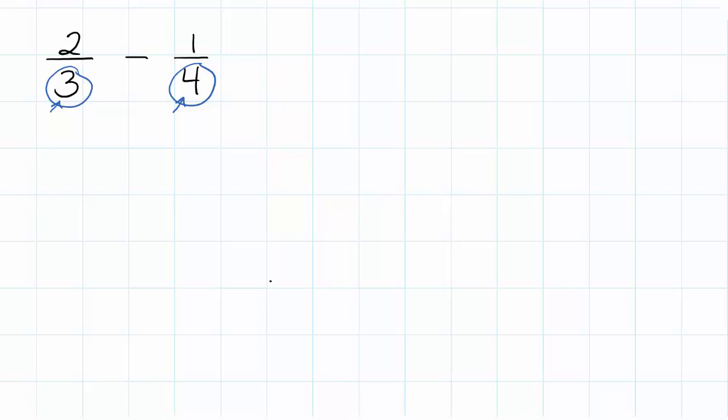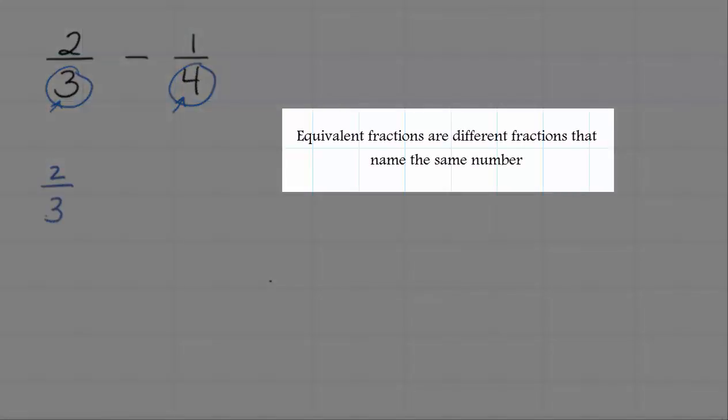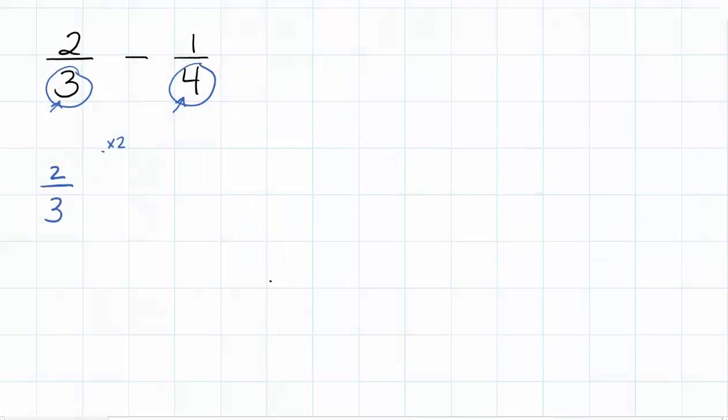They're called equivalent fractions. So let's look at 2/3 first. If I go ahead and take 2/3 and I multiply both the top and the bottom by 2, 2 times 2 is going to give me 4, and 2 times 3 is going to give me 6. Okay, let's keep going for a little bit. If I take and multiply the numerator and denominator by 3, 3 times 2 is going to give me 6, 3 times 3 is going to give me 9.